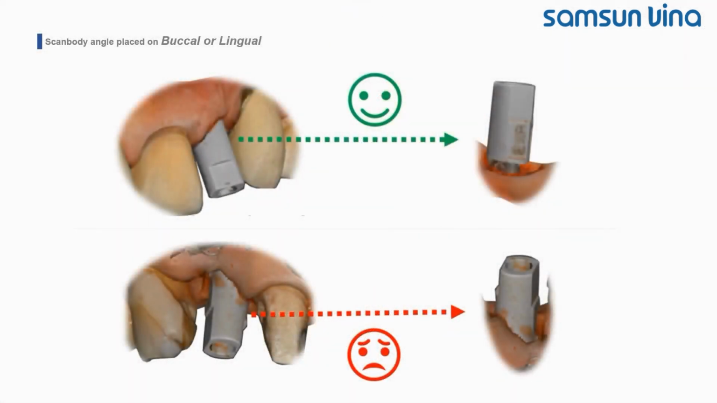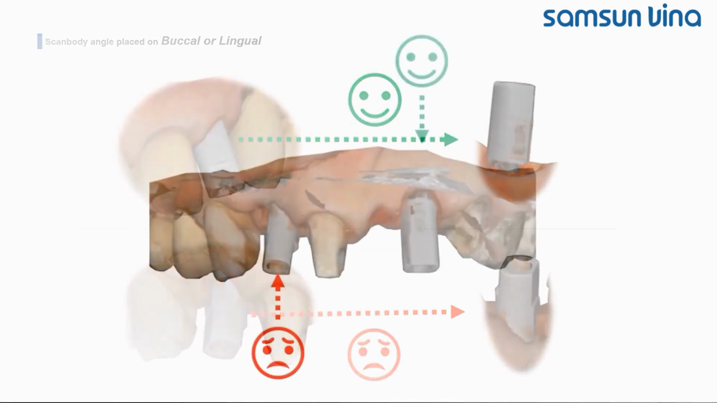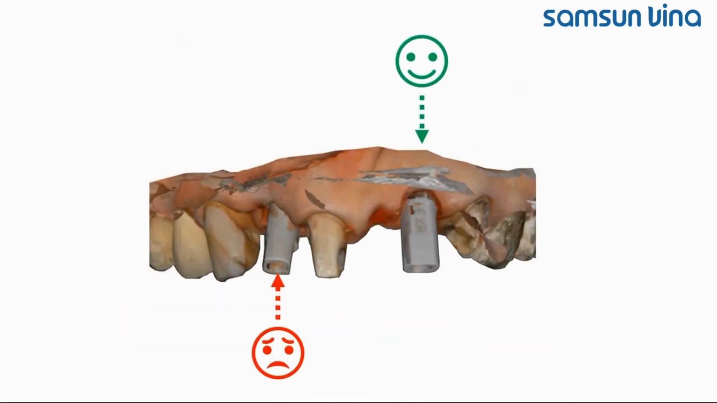The flat side of the scan body should face either the buccal or the lingual, as CAD designers will mark matching points on it. If the flat side faces the proximal, it's hard to take the scan and line it up with the scan body library on the CAD software.